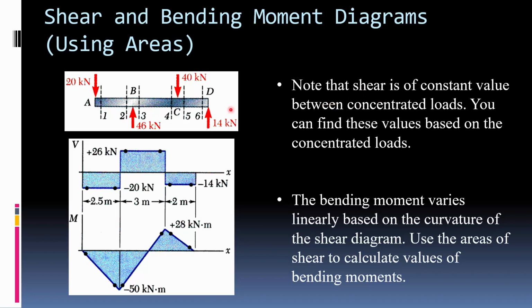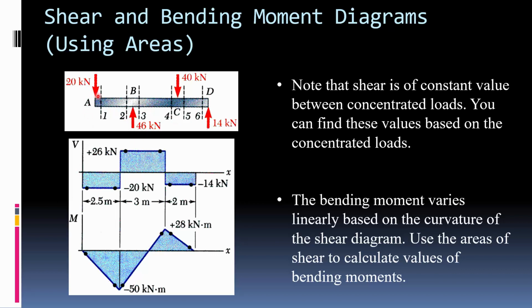And so what we're going to note here is that for a concentrated load, the shear is constant, right? It's constant in between each concentrated load. So here we got this. So say these are the supports, 40. So you end up with 60 going down, 60 going up. So it's all in equilibrium.